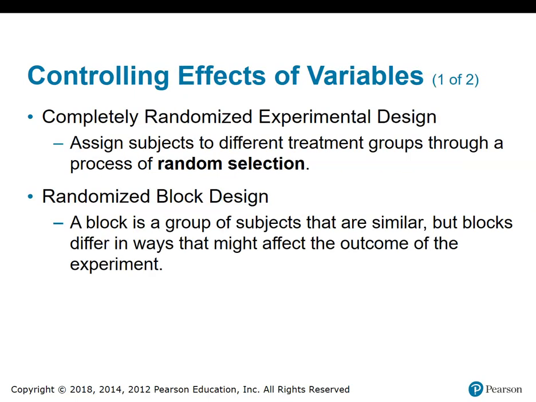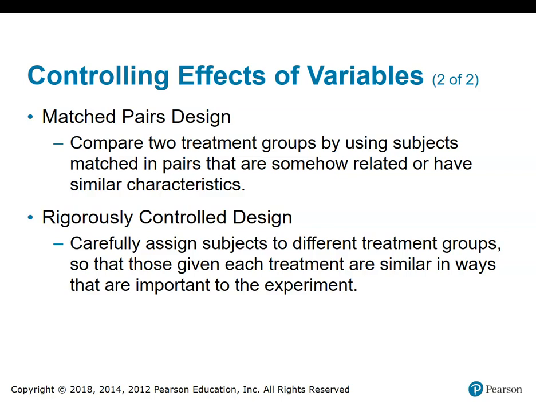Controlling effects of variables, completely randomized experimental design: assign subjects to different treatment groups through a process of random selection. Randomized block design: a block is a group of subjects that are similar, but blocks differ in ways that might affect the outcome of the experiment.